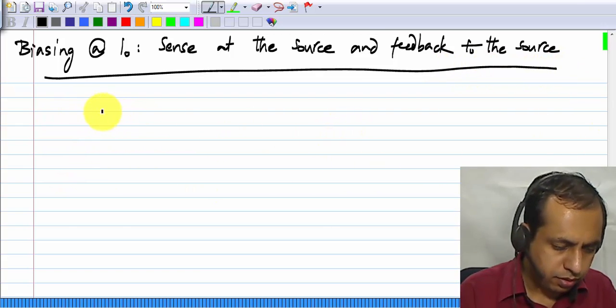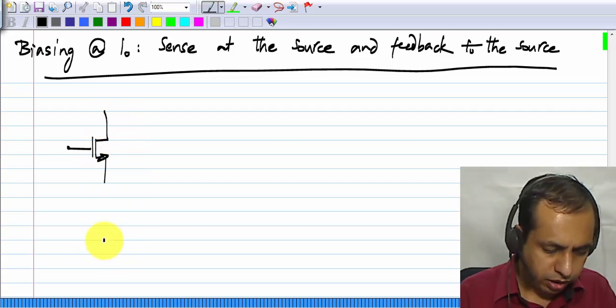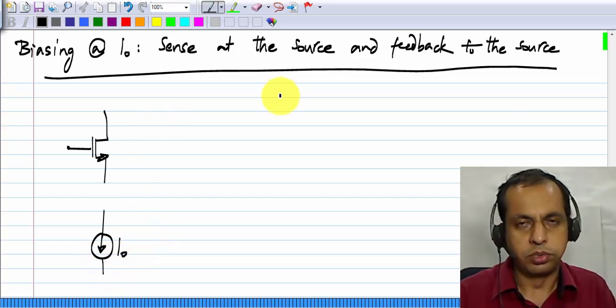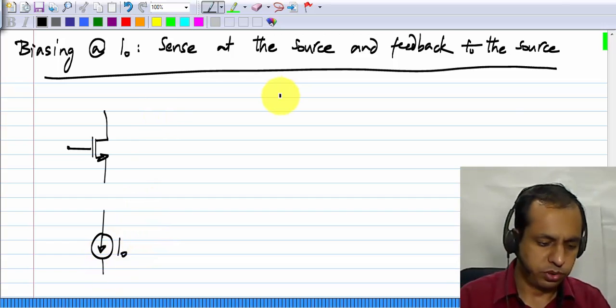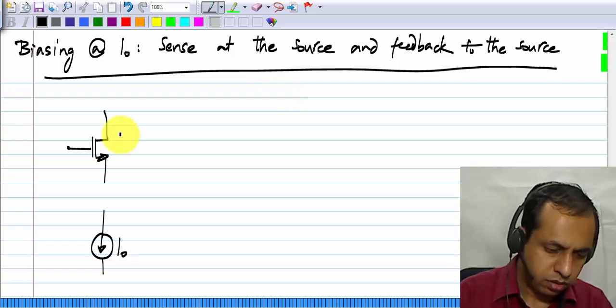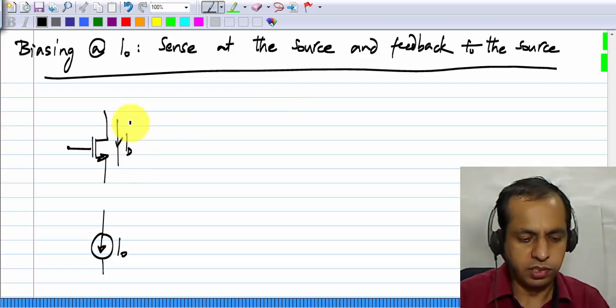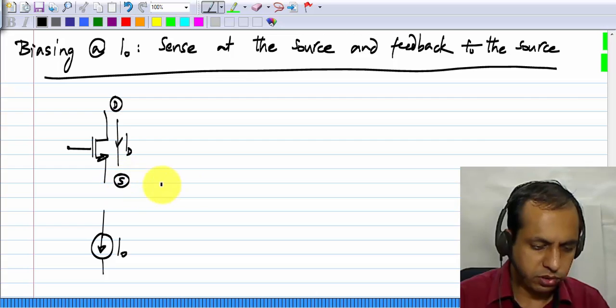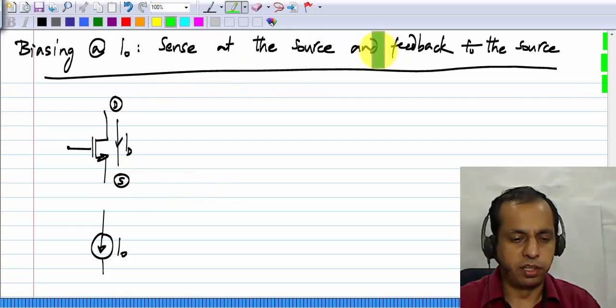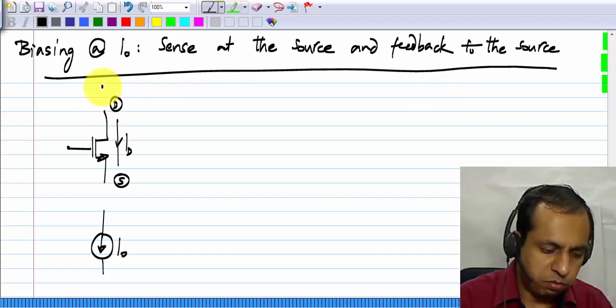Then let's consider the transistor, and I'll place the current source down here because to sense at the source I will have to connect it to the source, so that's more convenient. The current ID in the MOS transistor flows from the drain to source. Since in this part we are not using the drain, that is, we sense at the source and feed back to the source, the drain can be connected to some fixed voltage.